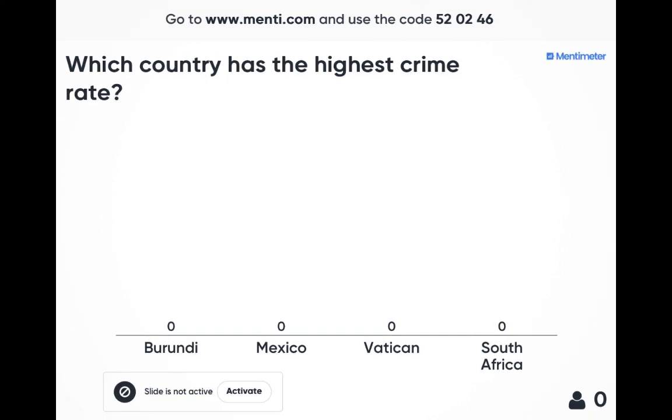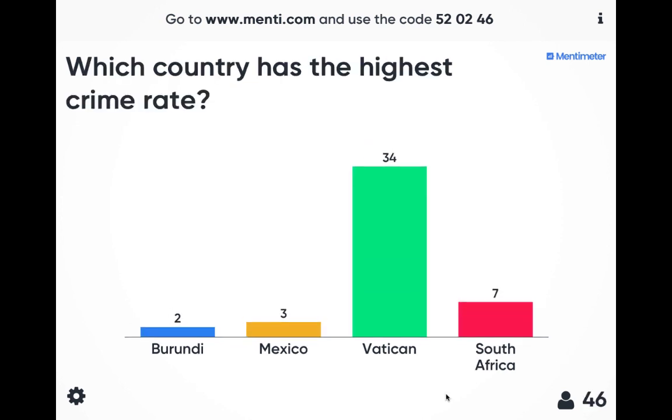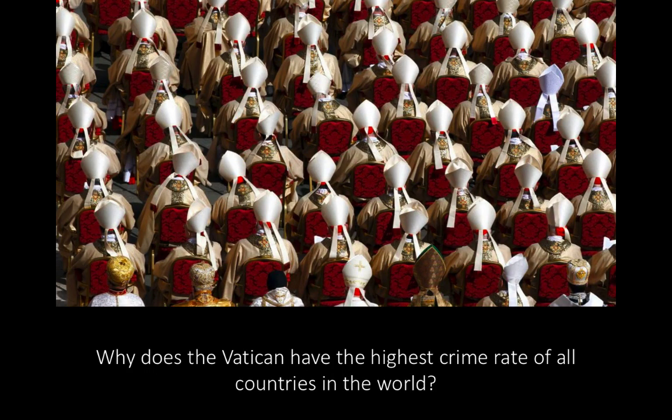Now coming back to the question that we had here. Most of you said it's the Vatican, and actually it's true. The Vatican has the highest crime rate in the world. But is that actually really a puzzle?